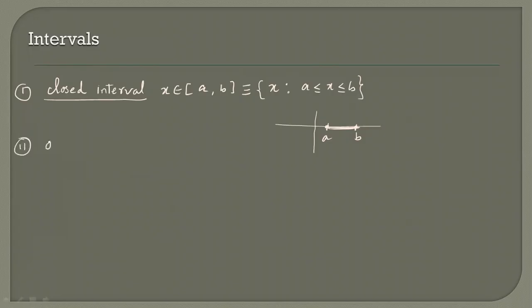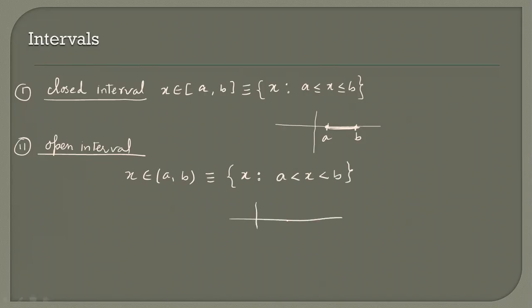Second is open interval. In the open interval, every number between a and b is considered except the boundary. It means in this case, we are not including a and b, but we are including every point between a and b. This is called open interval.